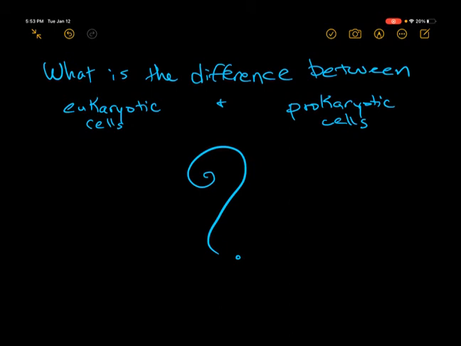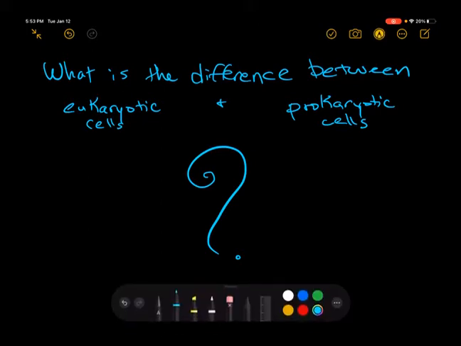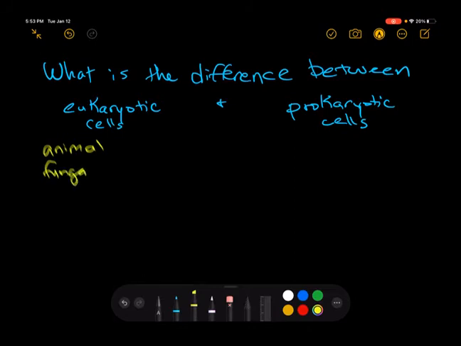So what are the differences between eukaryotic and prokaryotic cells? These are very important to know for our purposes. Eukaryotic cells, as a reminder, are those that include animal cells, fungal cells, plant cells, as well as some other things like protists, which we probably won't talk about very much in this class.